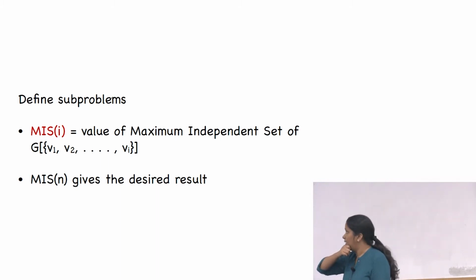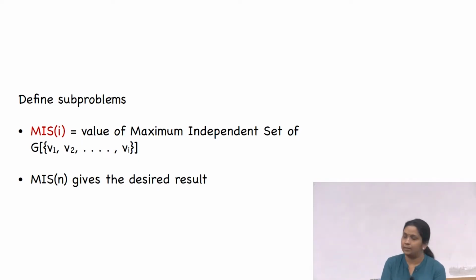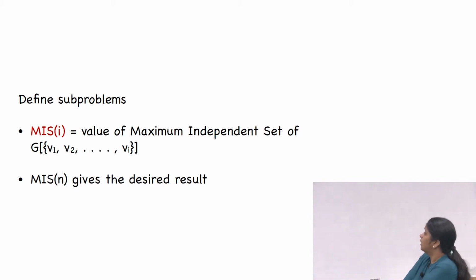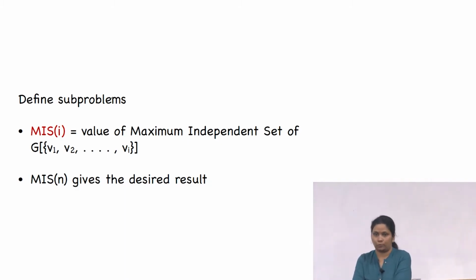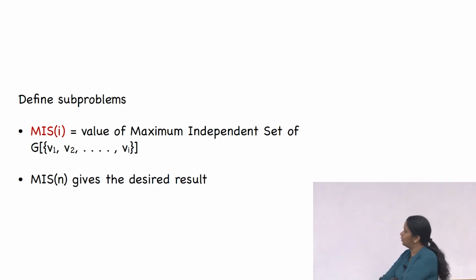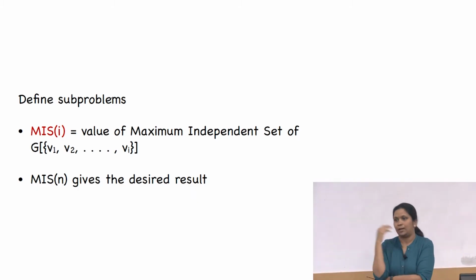MIS of i is the value of the maximum independent set of the subgraph V1, V2, up to Vi. Okay, right. So, this is how I define my subproblem. It's clear that MIS of n is what we are looking for, right? With MIS of n, you are considering the entire graph, and the maximum independent set in that graph is what you are looking for. So let's try to solve MIS of i, or find the value of MIS of i. Okay, let's try to find the value first. So is the definition clear?